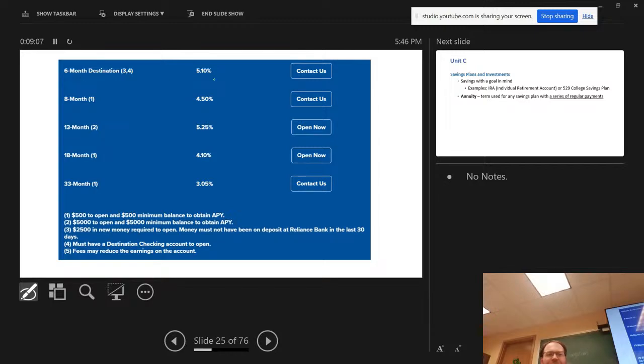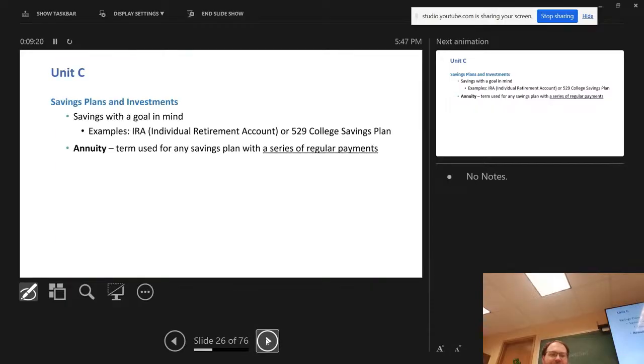Like, for example, 5.1% interest for a 6-month one. But if you locked it in for 33 months, it goes to 3.05%. But savings plans are always a good way to go.